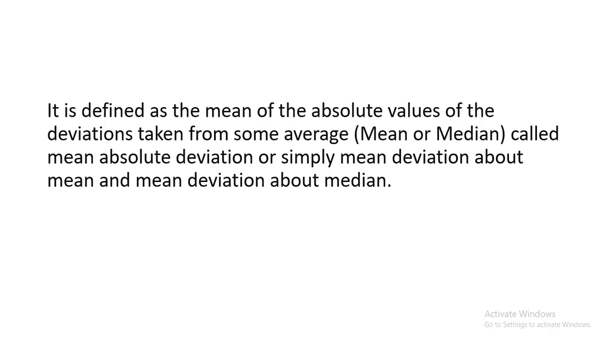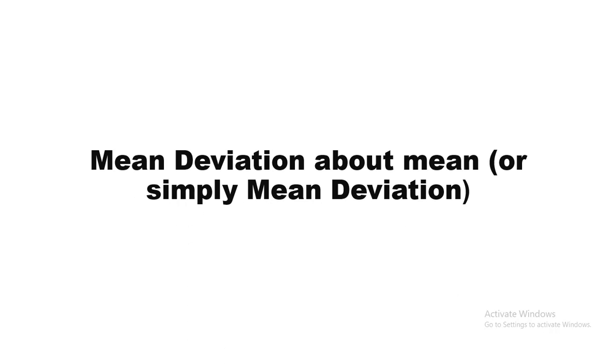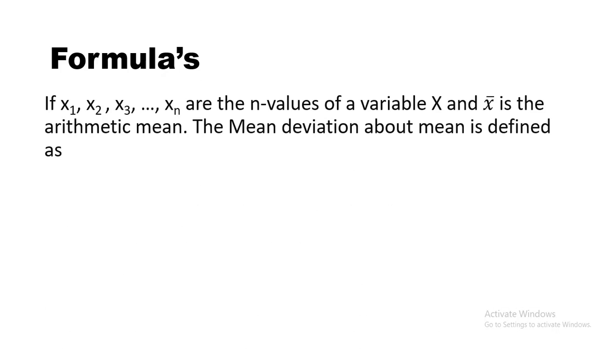Now those averages are the mean or the median, giving the mean absolute deviation, or simply mean deviation about mean, and mean deviation about median. So we are talking about mean deviation about mean first. What exactly is a mean deviation about mean and how is it calculated? Mean deviation about mean is defined as this.